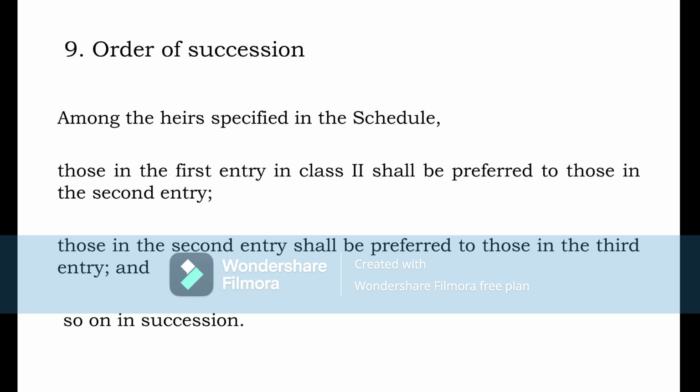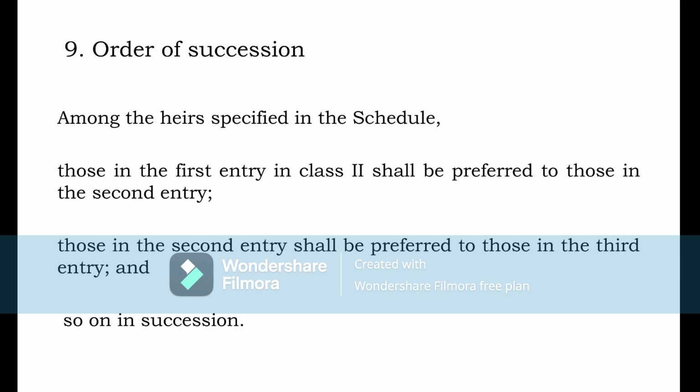Section 9 speaks about the order of succession. Among the heirs specified in the schedule there are 9 entries. The first entry in class 2 shall be preferred to those in the second entry. Who is the first entry? Father. Only one heir, father, is there. So if all the class 1 heirs are absent, in class 2 first entry, father is there, so father takes the whole property. If there is no father, then the property shall go to the second entry. If the first and second entries are not there, then the third entry, then the fourth entry, and so on. This is how the property will be distributed by excluding one entry after the other.